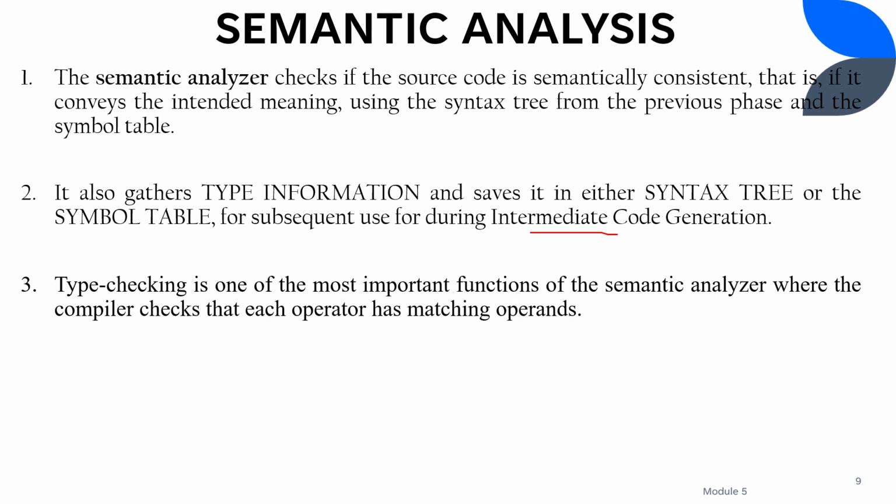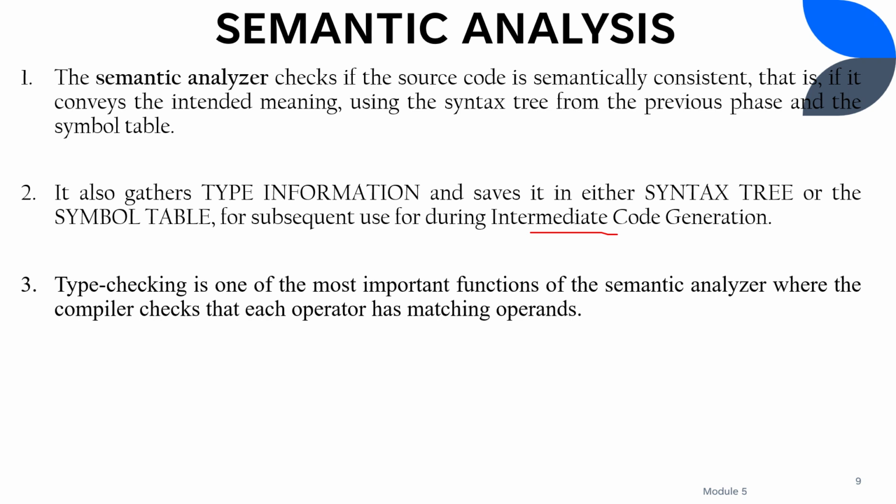Type checking is one of the important functions of the semantic analyzer, where it is checking whether each operator has matching operands. That is, we know that we cannot add a string to an integer, but we can add an integer to a floating point, and the destination needs to be a floating point. So when I'm trying to add a string to an integer, the semantic analyzer considers it as an error and reports it to the programmer.